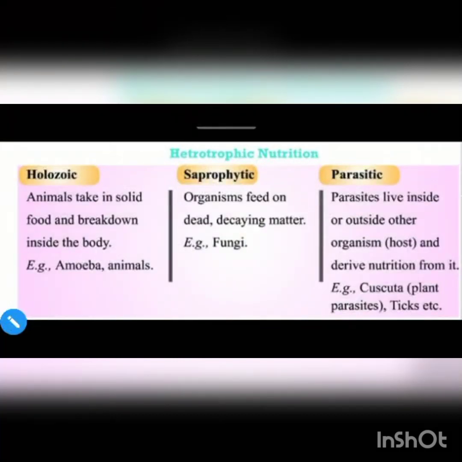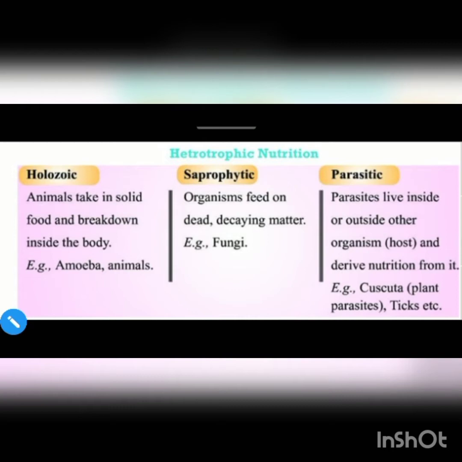Heterotrophic mode of nutrition. All organisms other than green plants and some bacteria have heterotrophic mode of nutrition. They are dependent on plants or animals for their food. Heterotrophic nutrition is further divided into three types: Holozoic, Saprophytic, Parasitic.